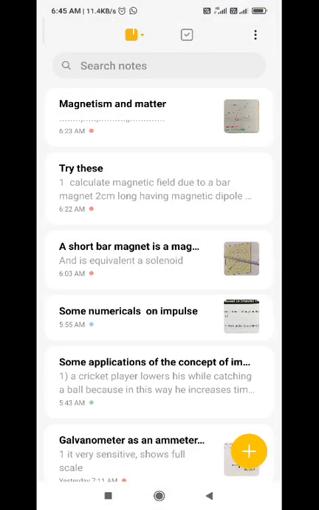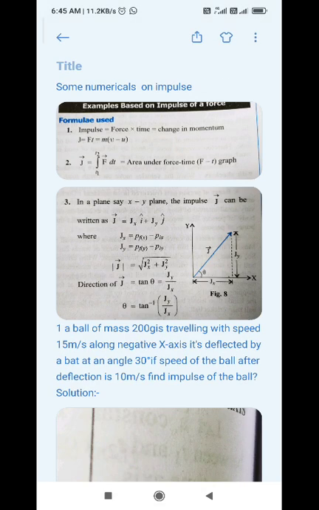Here are some numericals on impulse. First we know the formula. We have impulse J is equal to force into time, or it is also equal to change in momentum, that is mv minus mu, and also J is equal to the integration from t1 to t2 of F dt, and that will be given by the area under the force-time graph.